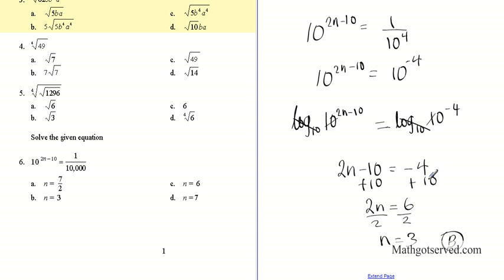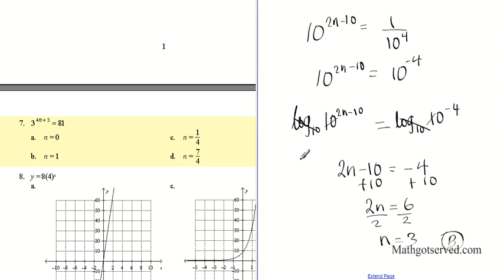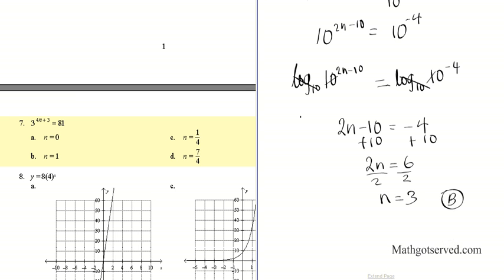Okay? Alright, moving along, let's take a look at question number 7. That is also an exponential equation. Here it is. For number 7, we are solving the equation 3 raised to the 4n plus 3 equals 81. So let's go ahead and take a look at that. Number 7: 3 to the 4n plus 3 equals 81.